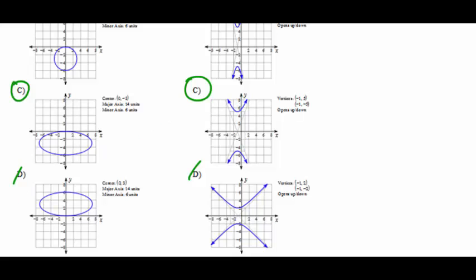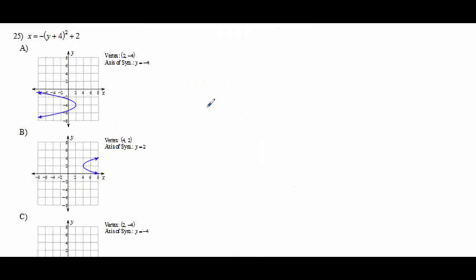And finally, the moment we've all been waiting for, number 25. X equals a negative means it opens which direction? Sideways or left, to be more specific. That means it can't be B, and it can't be C. So then what is our vertex here? This is telling me my y value is -4, my x value is +2, which means it's A, not D.